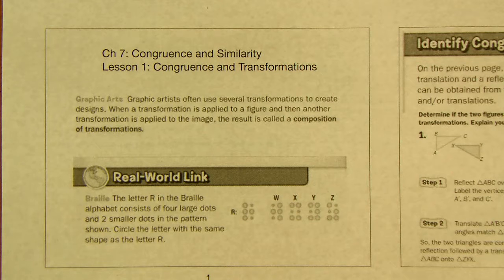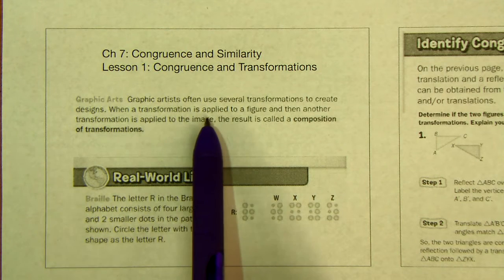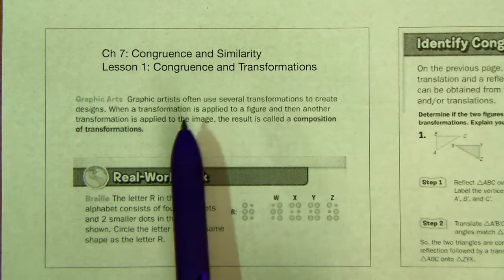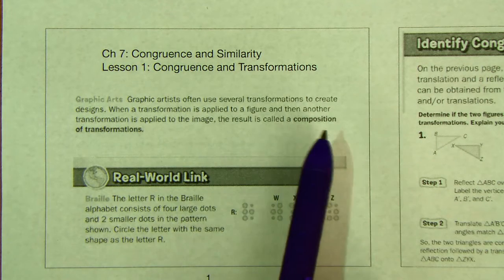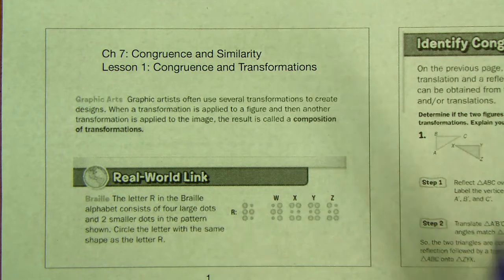So first off here, just a term: when a transformation is applied to a figure and then another transformation is applied to the image, the result is a composition of transformations. What that basically means is more than one thing. So maybe you reflect it and you translate it. Maybe you translate it and you rotate it. Maybe you rotate it and dilate it. So it's more than one transformation happening back to back.